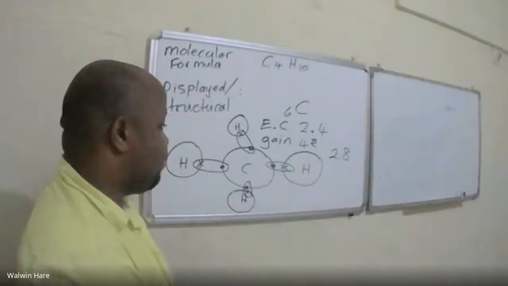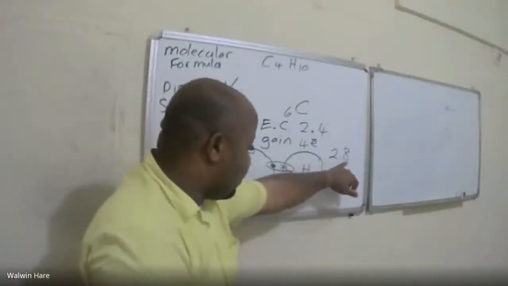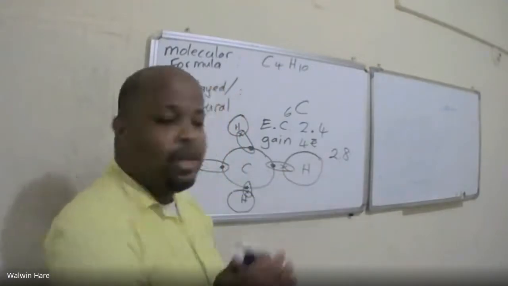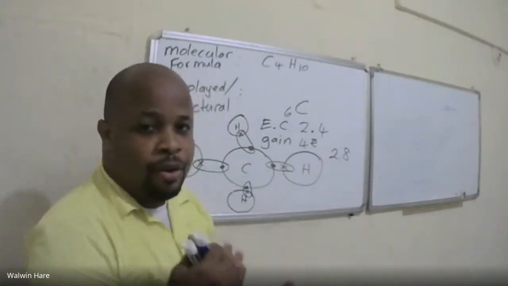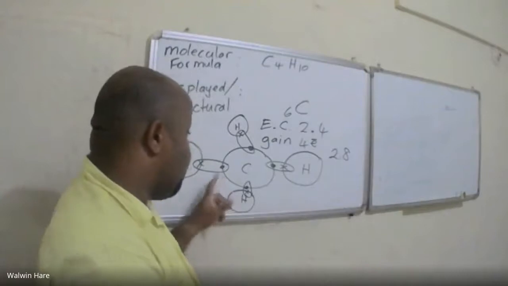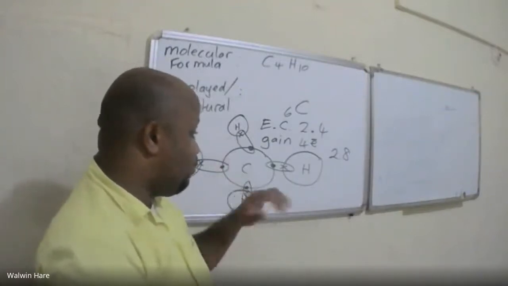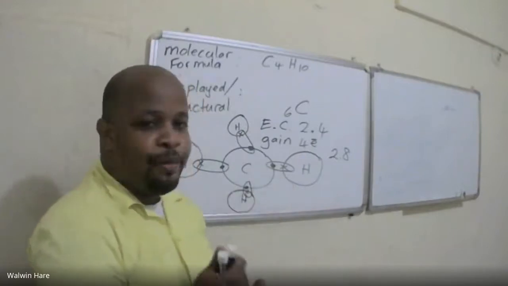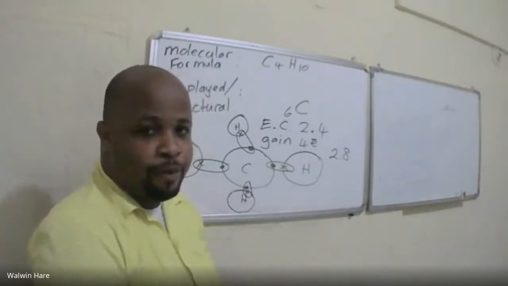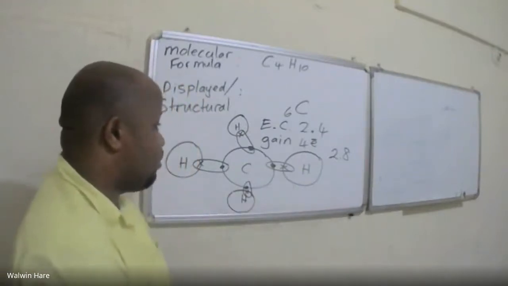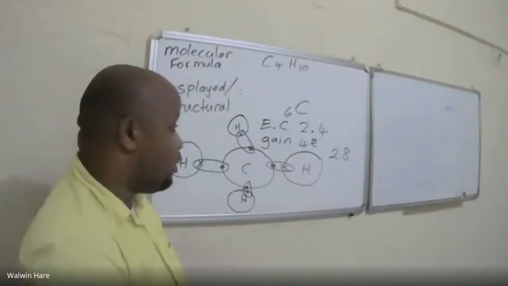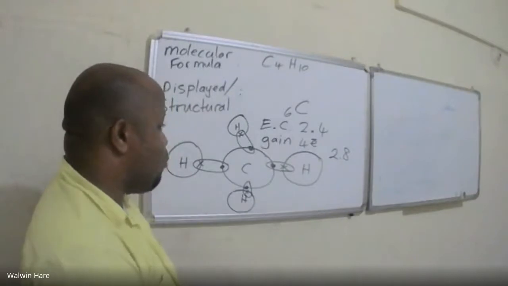8. Exactly. So once it reaches 8, it will not form any more bonds. So the reason why I'm telling you this, right? You must remember from this, how many bonds will carbon form? 4. Right. Always remember that. So carbon forms four bonds.